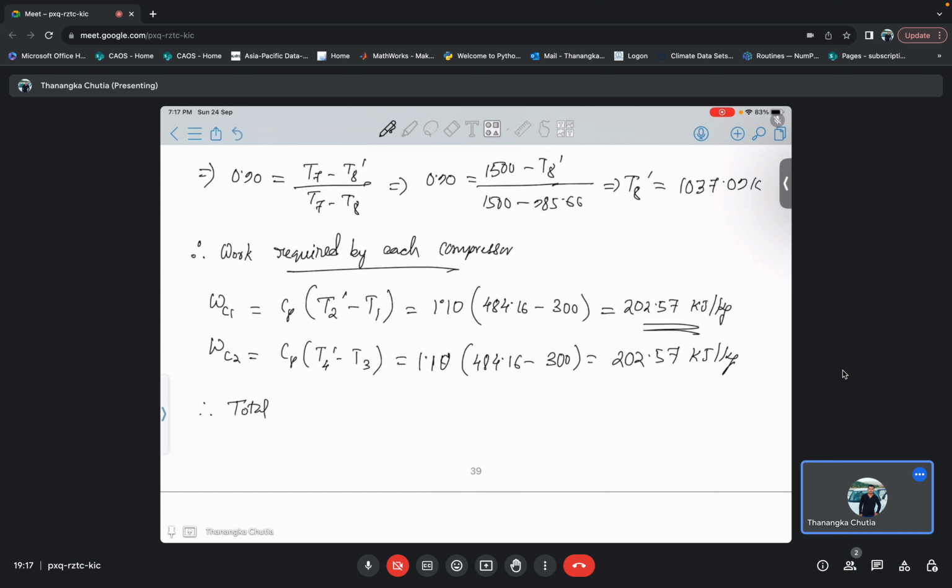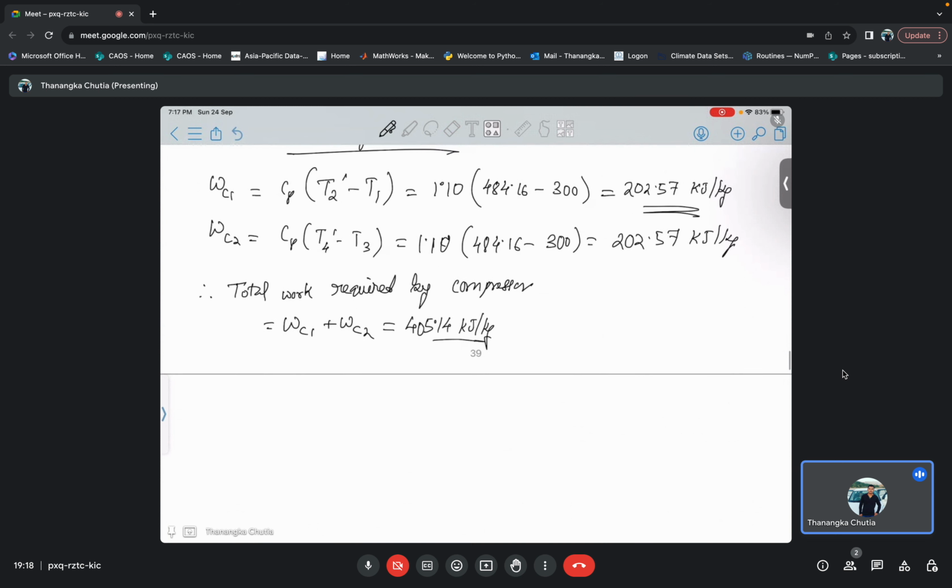So therefore total work required by compressor is equal to WC1 plus WC2, that is 2 into 202.57, 405.14 kilojoule per kg.